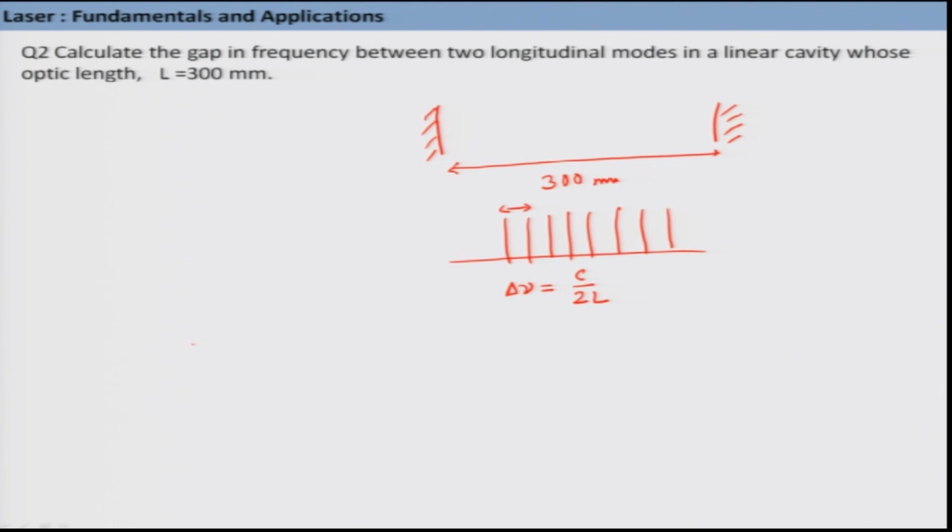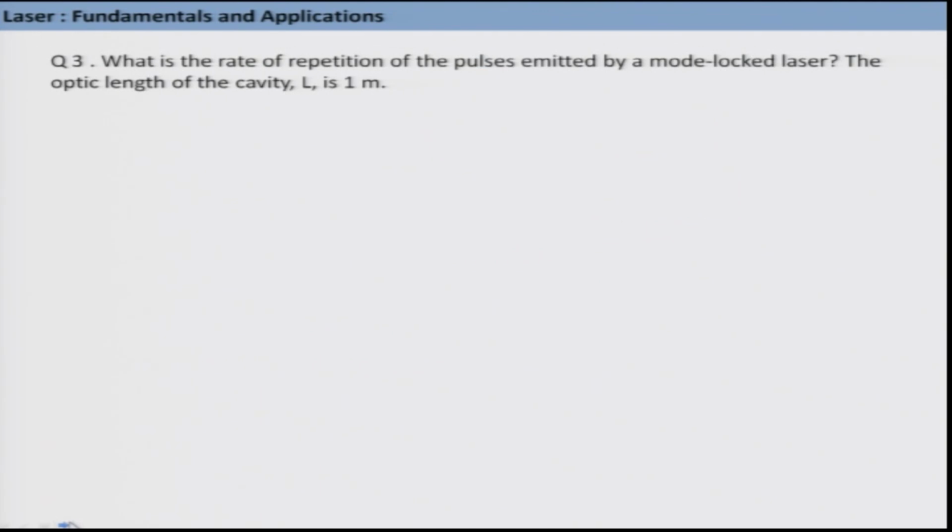So, for this one my delta nu will be equal to C over 2 into 300 into 10 to the power minus 3. So, this will be meter per second and this will be meter. So, this will be some value in per second or hertz. This you can easily calculate in this way. Let us move to the next problem.